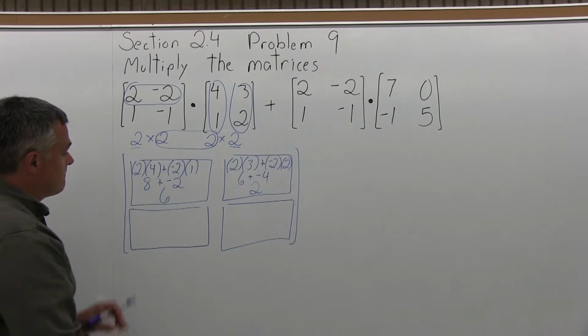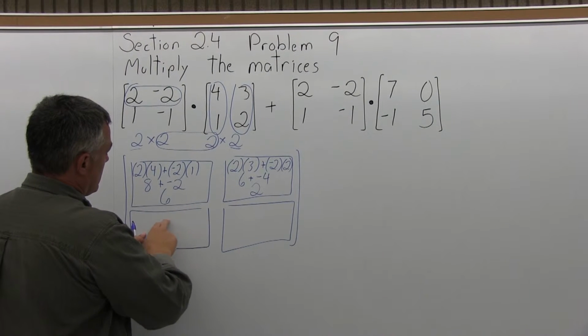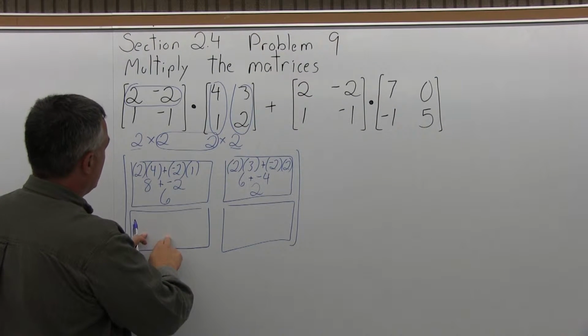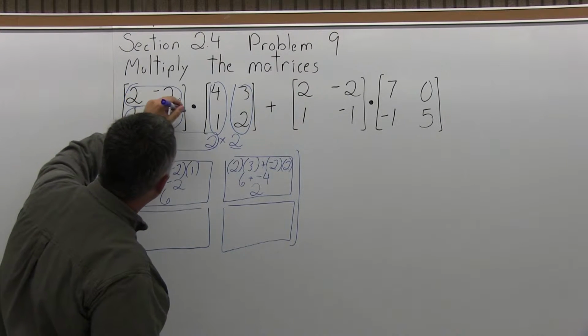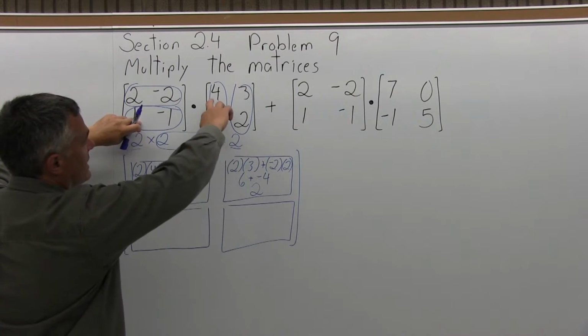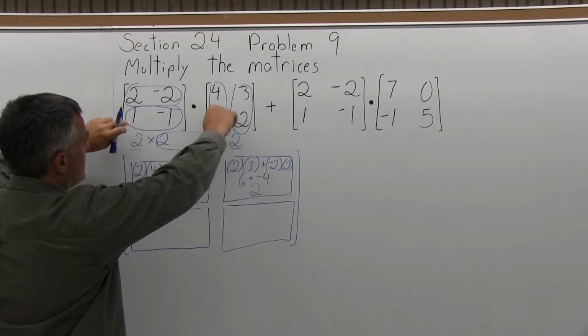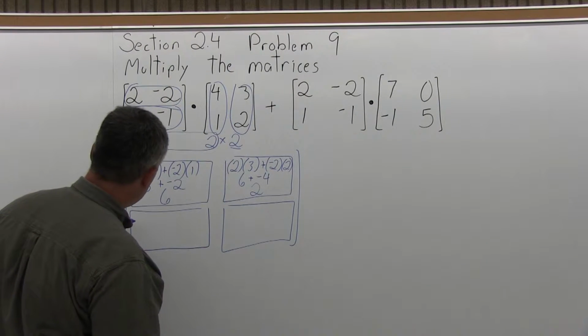Now, next I'm going to do the bottom left box of my solution. So I'm going to multiply the bottom row of the first matrix, 1, -1, times the first column of the second matrix. So I'll multiply first times first, which is 1 times 4.